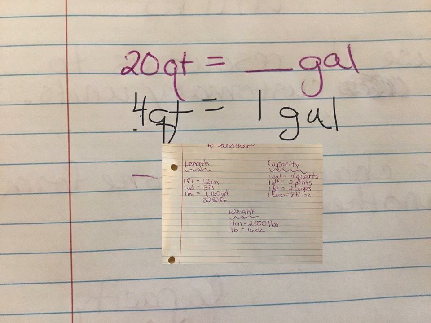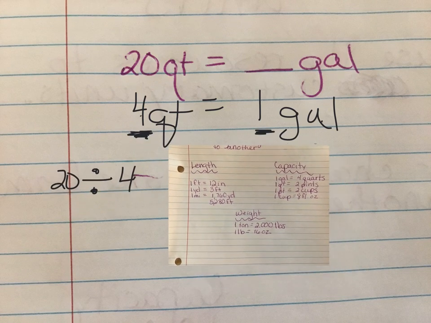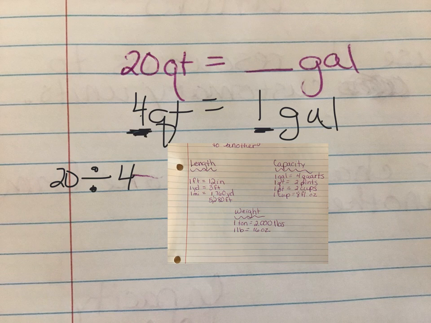Now I think, when I go from 4 to 1, the number itself, did it get bigger or smaller? A 4 changes to a 1. It got smaller. So with math, I'm going to have to divide. If it gets smaller, I'm going to divide. So I have 20 divided by 4. Knowing our times table, we know that divides out to 5. So 20 quarts is 5 gallons.